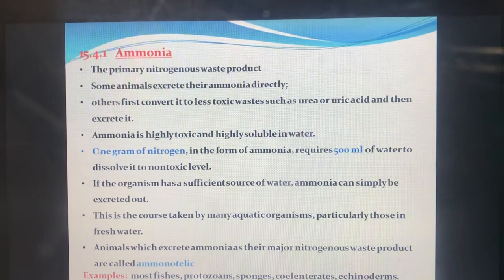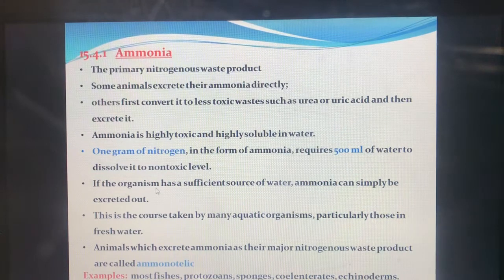Man. Ammonia is highly toxic and highly soluble in water. One gram of nitrogen in the form of ammonia requires 500 ml of water to dissolve it to a non-toxic level. This point is to be noted: 1 gram of nitrogen in the form of ammonia. So how much water is required? That's 500 ml of water required to dilute it to a non-toxic level.